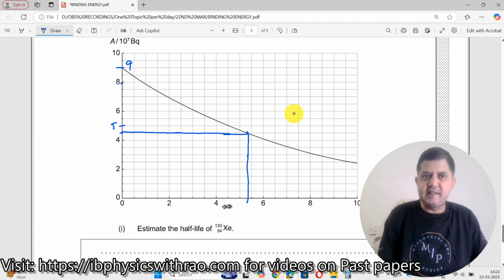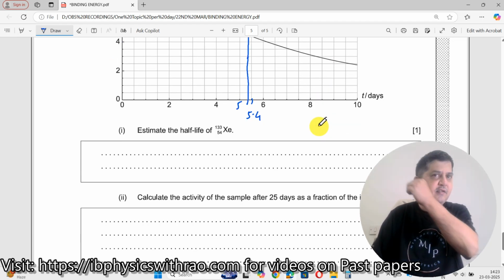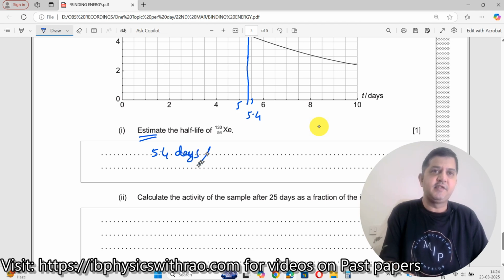Now let us look at the x-axis here. This is 4, this is 6, this should be 5, this should be 5.5. This should be around 5.4. What is the unit? Days. So I can now say the estimate of the half-life. Because it is an estimate, you can always say some approximate number between this point and this point. So this could be 5.4 days.